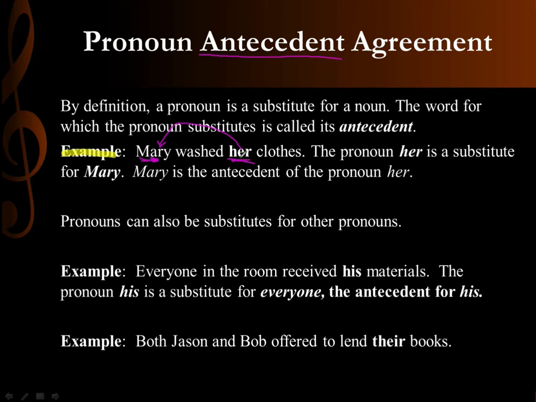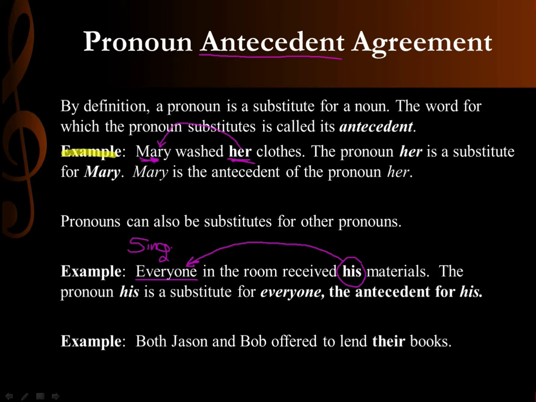But this is just a pronoun substituting for a noun. They can also substitute for pronouns. And if you will remember in our subject-verb agreement lesson, I made you memorize all the singular indefinite pronouns, and here we see one of them, everyone. The pronoun that we're using here is his. And his has to go back and refer to the antecedent, the word that it's substituting for. So this has to agree with this. We know that this word is singular. You memorized it. Singular. And that's why we have his.